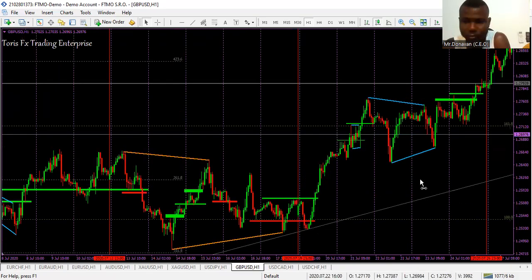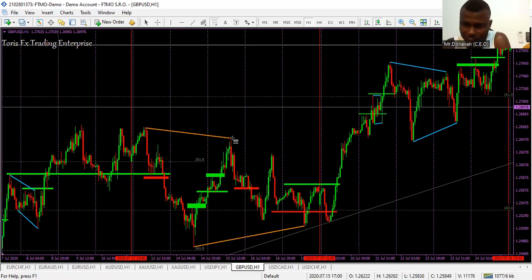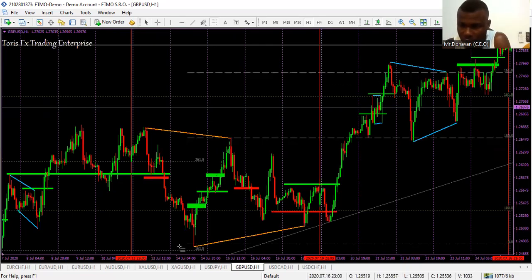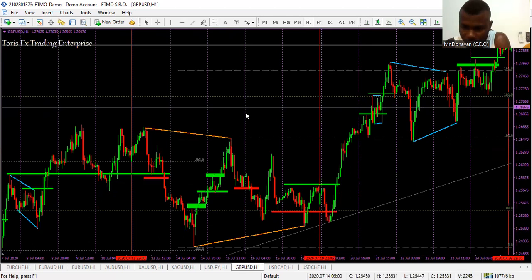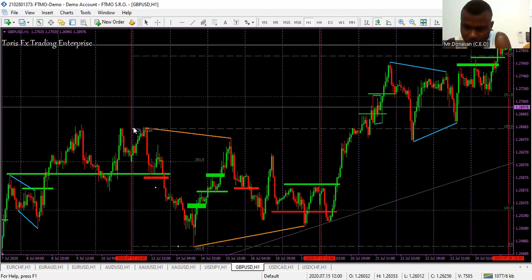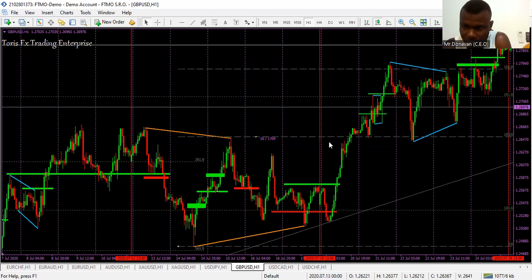So how far did the contracted flat go? Let's take the small pullback. Okay, the 161 was reached. Let's take the whole big pattern. The whole big pattern was being reached. So the small pullback was respected.